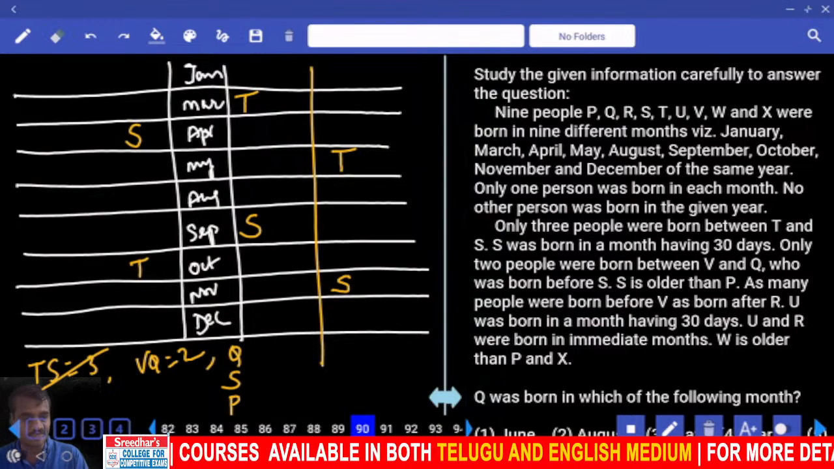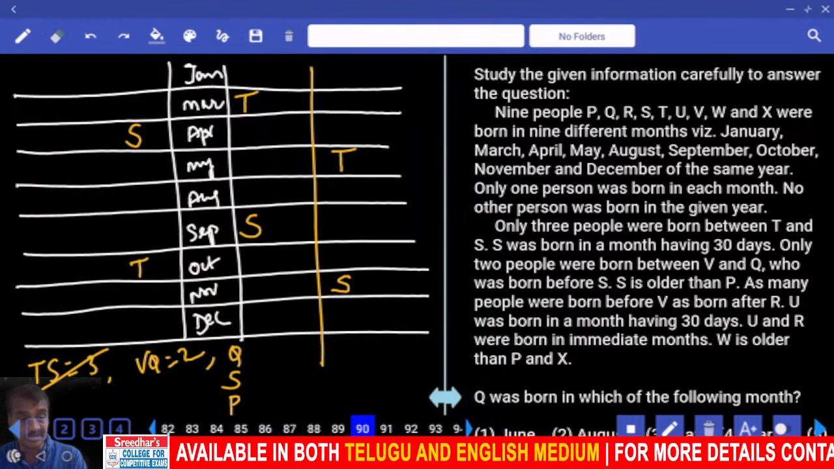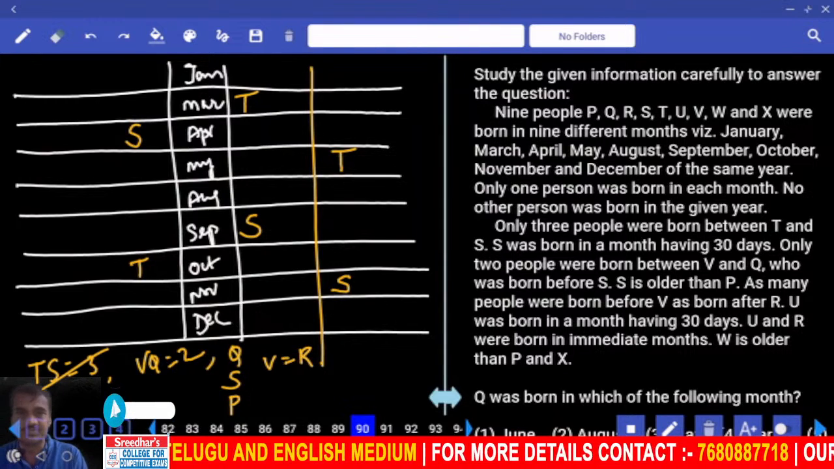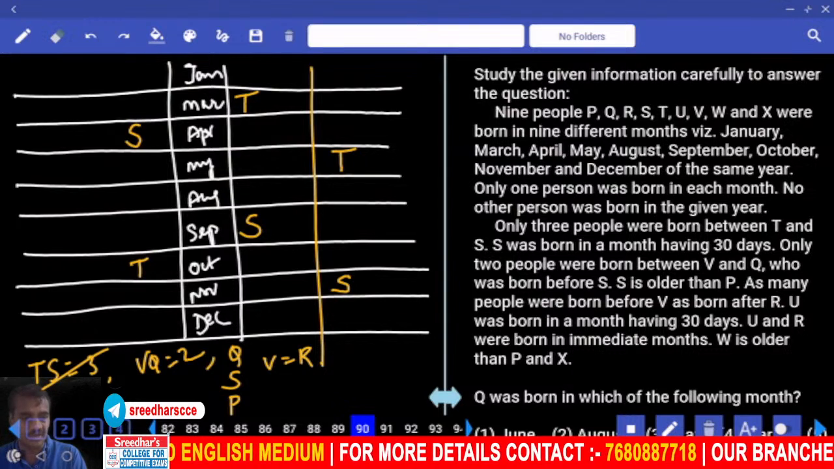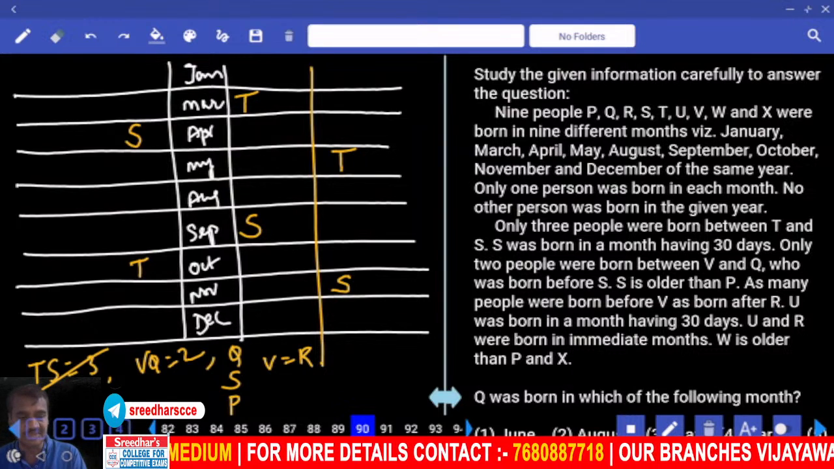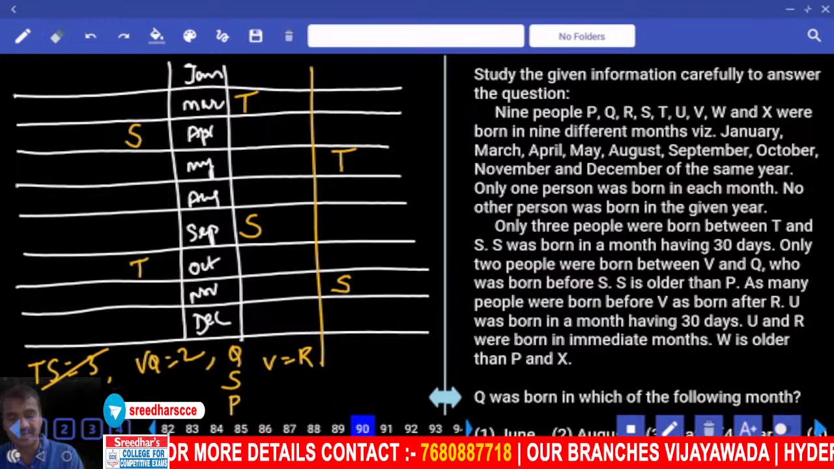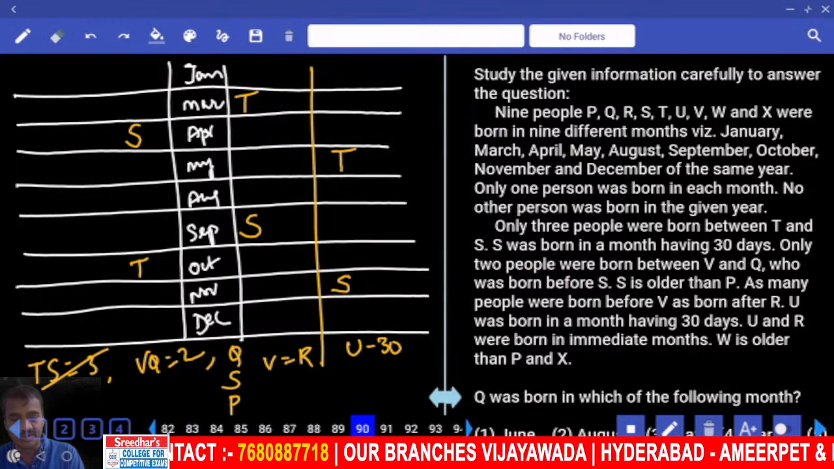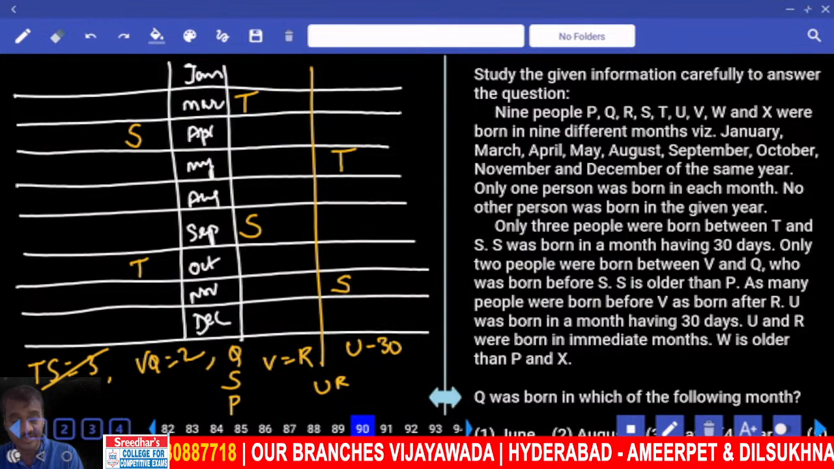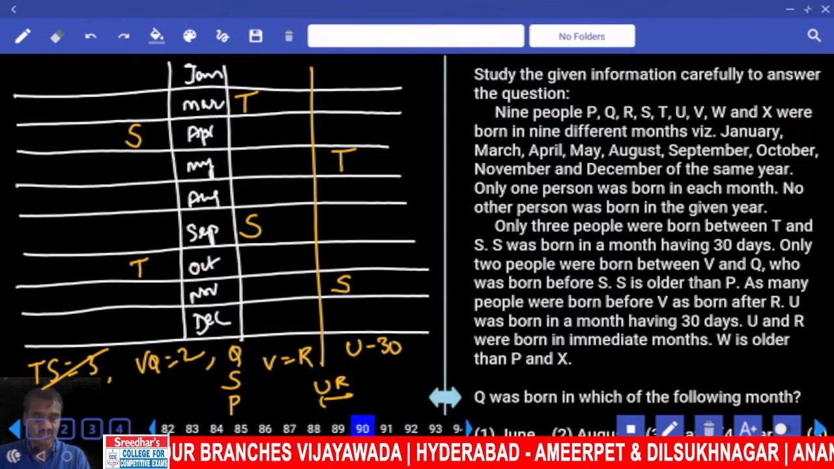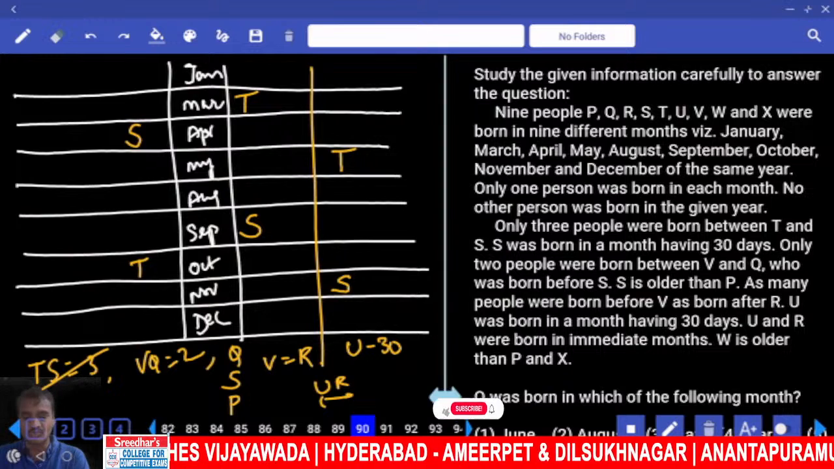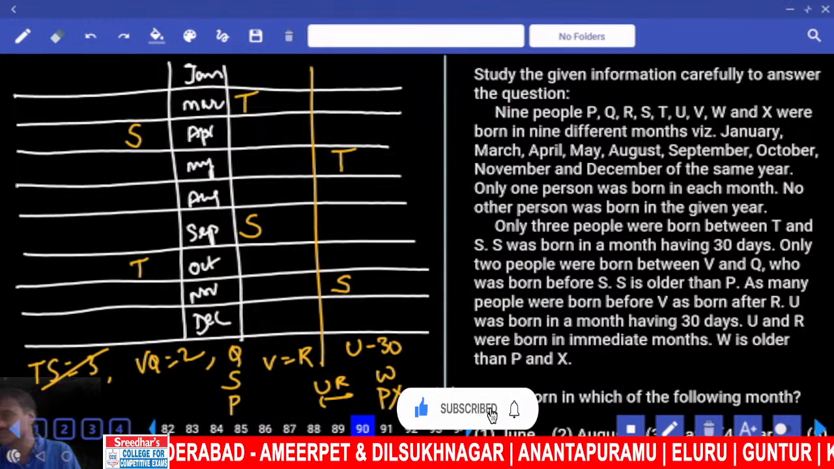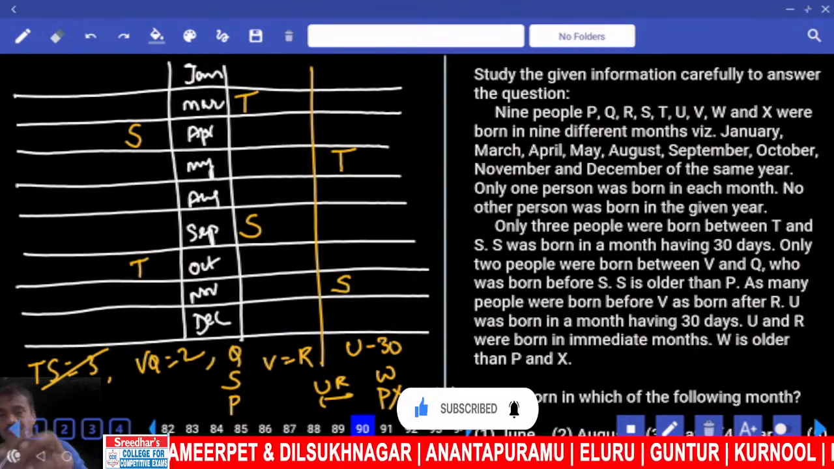And as many persons between V and R as born before V, after R. Now V and R, we need to have an equal number of persons before V, after R. And U was born in a month having 30 days. Now U born in a month which is having 30 days. And U and R are born in immediate months. Then next one, W is older than these 2 persons, P and X. Now this is the information provided here.